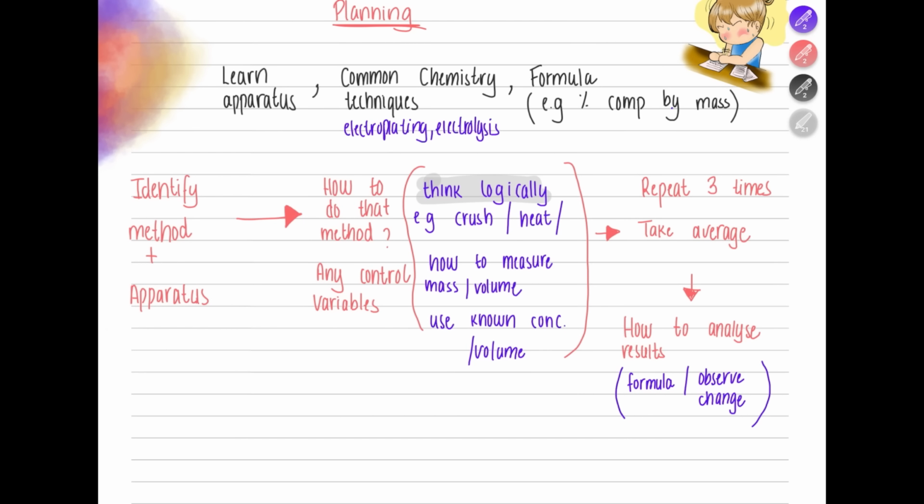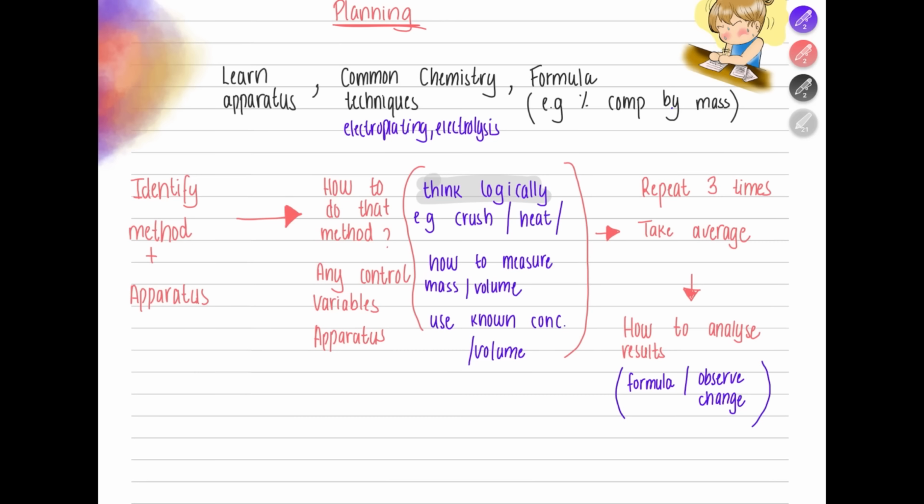Secondly, think how are you going to do that method. If you're standing in a lab, how will you do it? Do you need to crush your mass? Do you need to heat something? What will you do? Which apparatus are you using? Now this is the time to mention your apparatus.